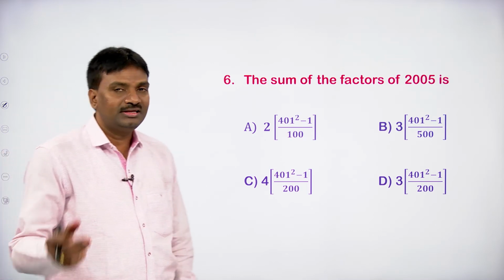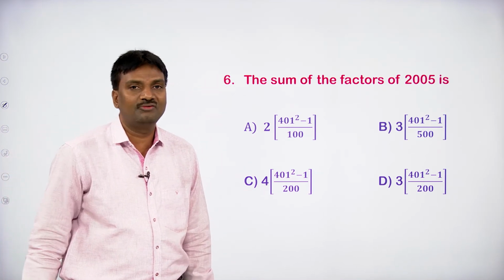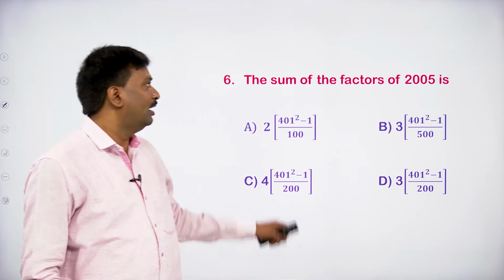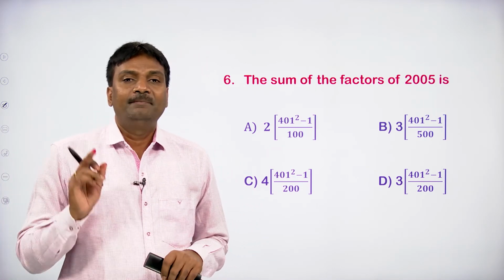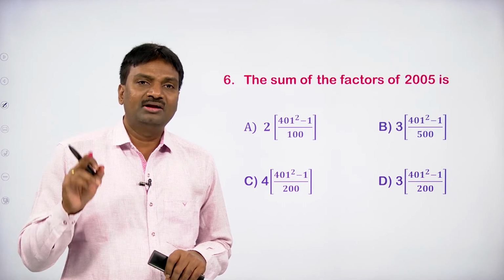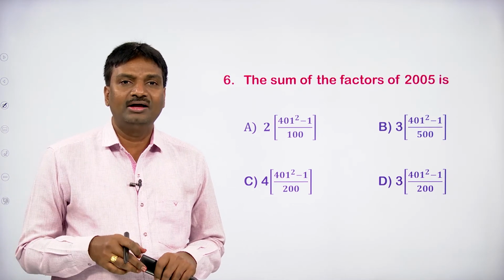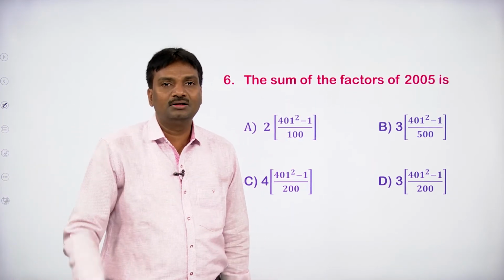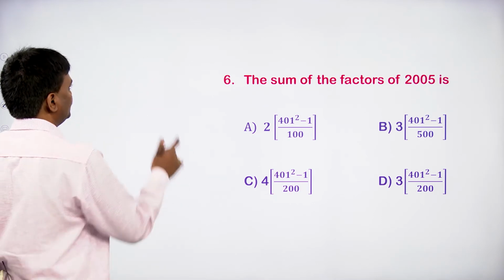Here first we have to express the given natural number in the form of n equal to P1 power alpha 1 into P2 power alpha 2 into so on Pk power alpha k. We know the formula for finding the sum of all divisors of 2005. Divisor is nothing but factor. The formula is P1 power alpha 1 plus 1 minus 1 by P1 minus 1 into P2 power alpha 2 plus 1 minus 1 by P2 minus 1 into so on Pk power alpha k plus 1 minus 1 by Pk minus 1. So we can use that formula, but before that we have to express the number 2005 as the product of prime factors.